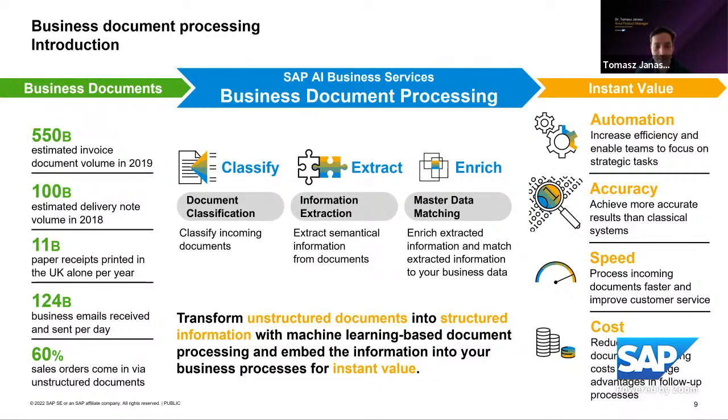Business document processing typically consists of three main steps. First of all, classification. So when documents arrive, you need to understand what type of document it is in order to know what to do with it. Second, extraction of business relevant information out of such a document. Here we talk about semantical information from documents, which is relevant for the business. We don't talk only about pure OCR result, but really about the business entities that are locked in those documents.